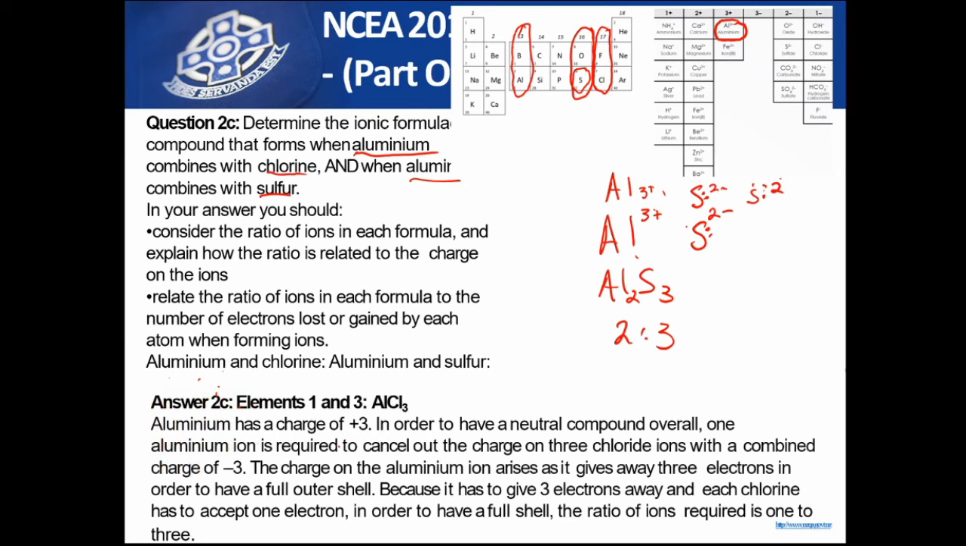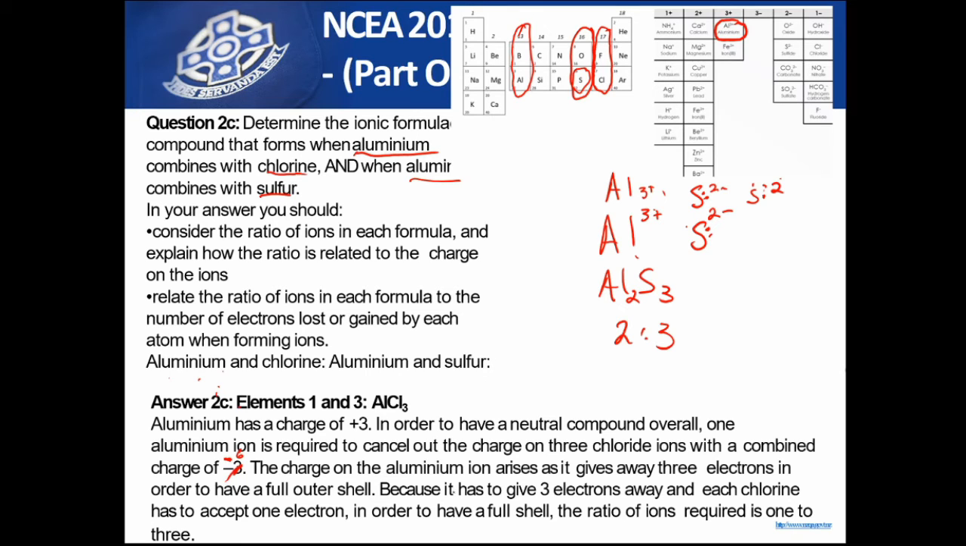So aluminium has a charge of 3 plus. In order to have a neutral compound overall, 1 aluminium is required to cancel out the charge of 3 chlorine or chloride ions with a combined charge of... no, it's not -6, it's -3.